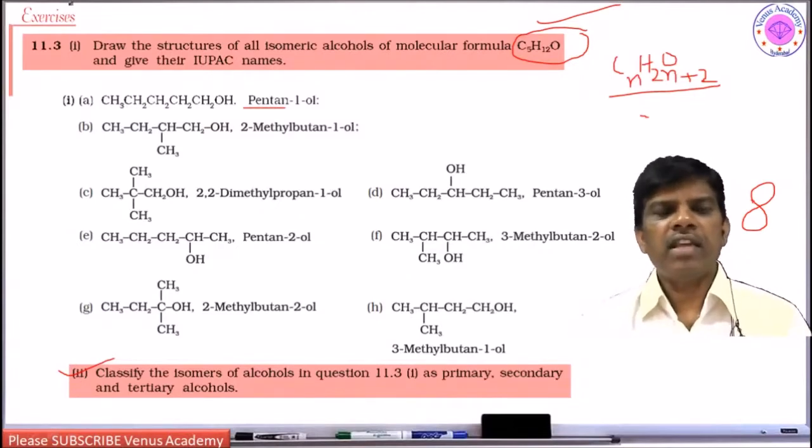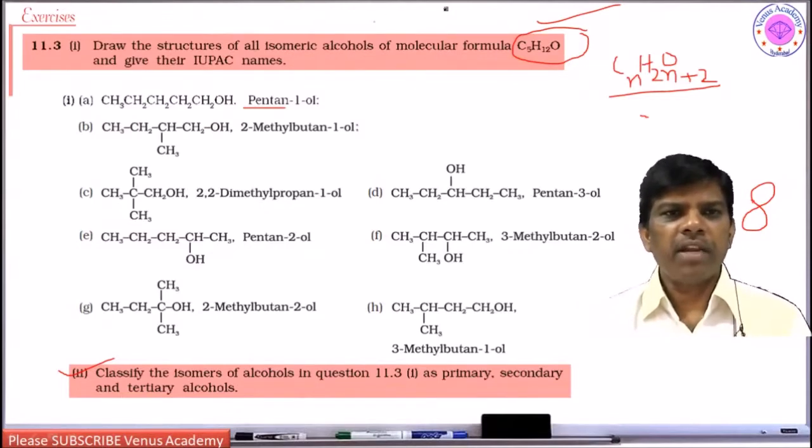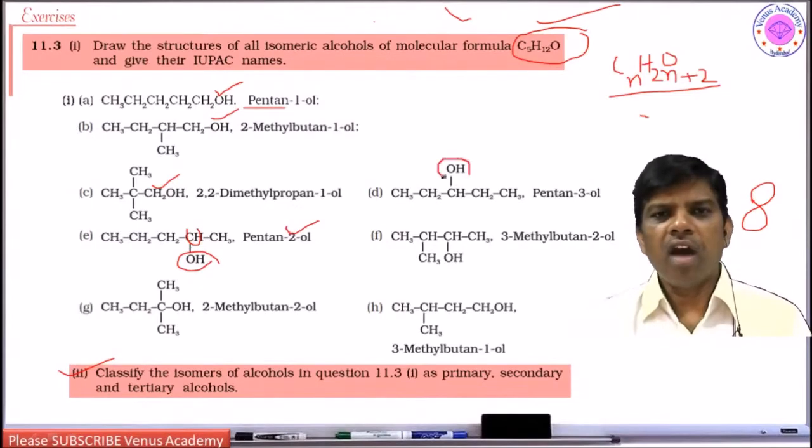Dear students, while explaining the chapter, I have given how to identify. So let us see what is primary and secondary alcohol. This is primary alcohol, and this is primary alcohol. This is also primary alcohol. This is secondary alcohol. So this alcohol is secondary alcohol. How to identify whether it is primary, secondary or tertiary? If the hydroxy-bearing carbon is attached to 2 carbons, then it is secondary. If it is attached to only 1 carbon, then it is primary.